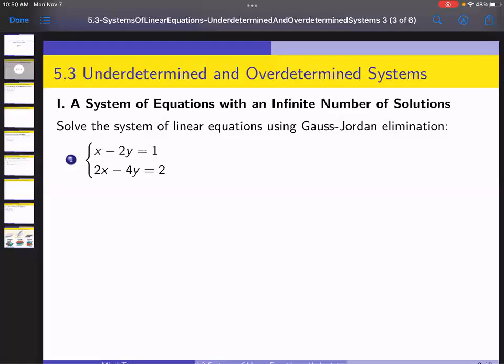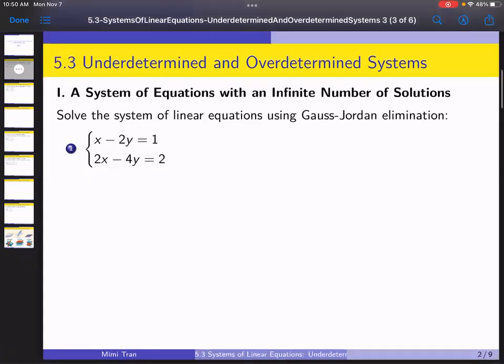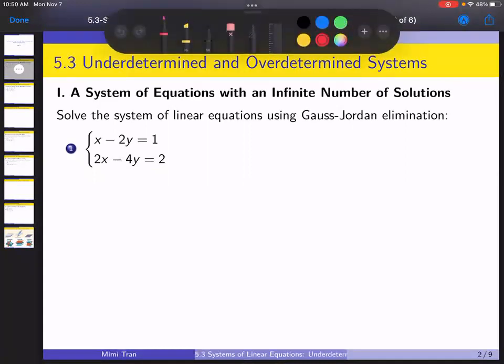By the way, on the exam, if I say solve a system of equations using Gauss-Jordan elimination, you use matrix. If I don't say Gauss-Jordan, you can use anything you like. All right, Gauss-Jordan, so matrix.